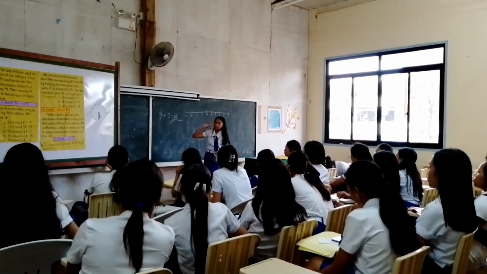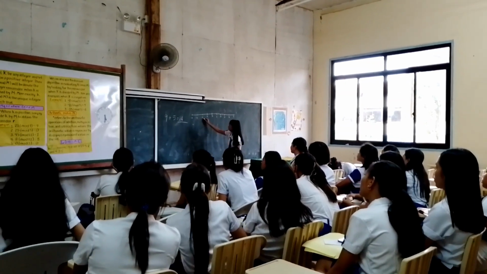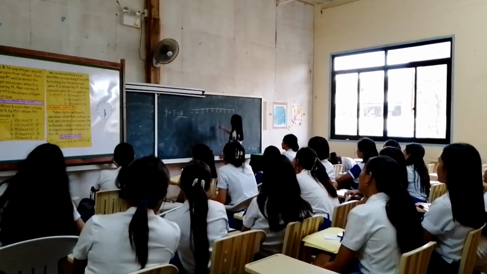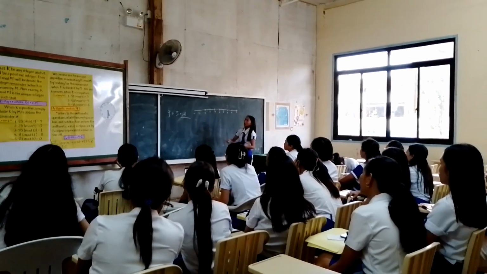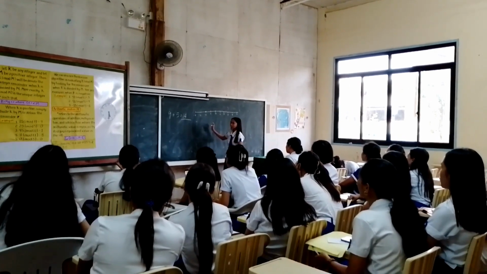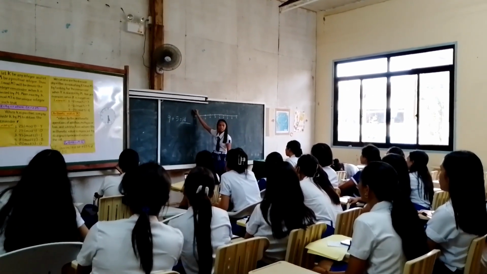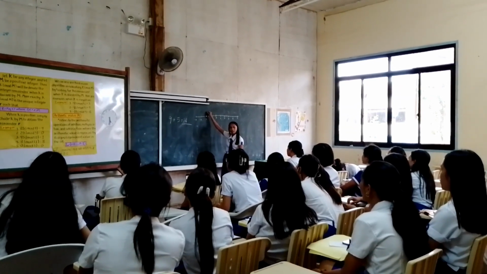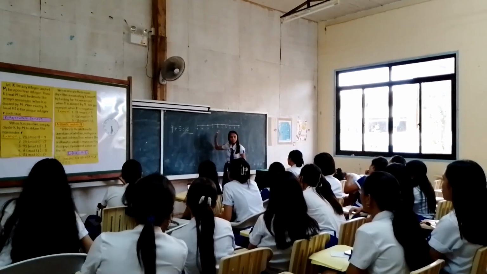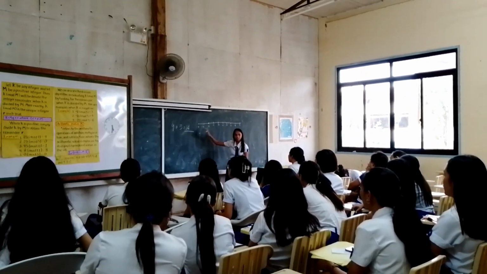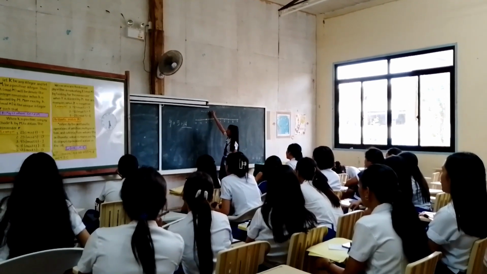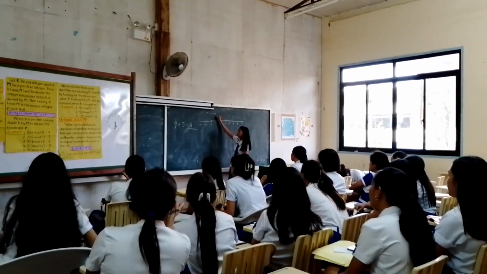So your K is negative 2. Your M is 5. So when we say modulo 5, the possible values are 0 up to 5 minus 1, which is 4. So the values are 0, 1, 2, 3, and 4. Those are the possible values.